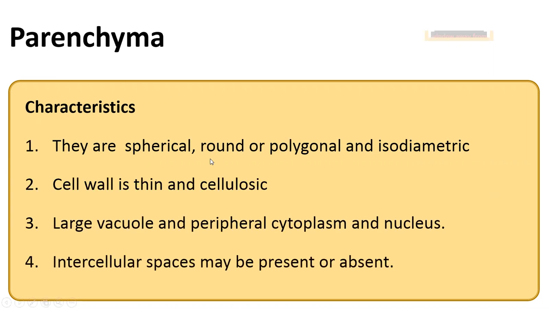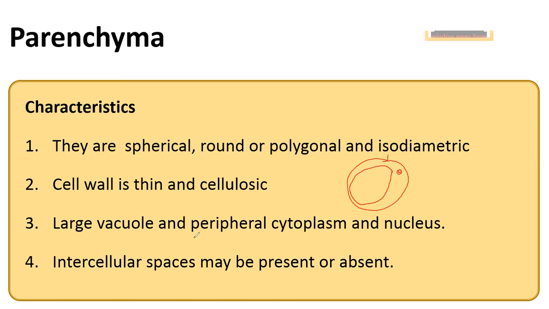Right? So, these are spherical cells, round or polygonal, and isodiametric in shape. The cell wall is thin and made up of only cellulose. So, since it's made up of only cellulose, they are thin. And in the cytoplasm, the vacuole is very large. So because the vacuole is large, the cytoplasm and nucleus will be almost pushed to the corner. Okay, so this is the cell and the nucleus, the vacuole becomes bigger. So this is how a parenchyma cell will look.